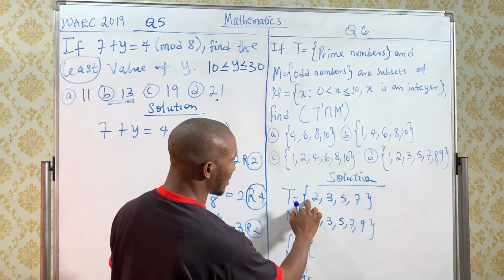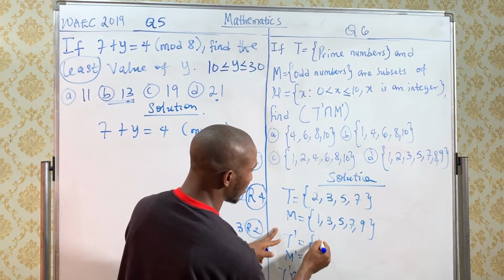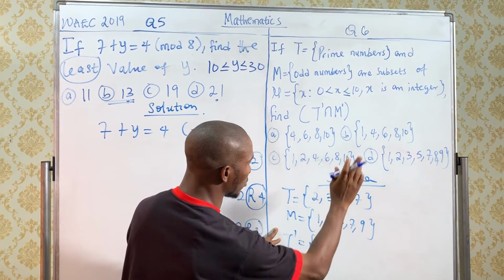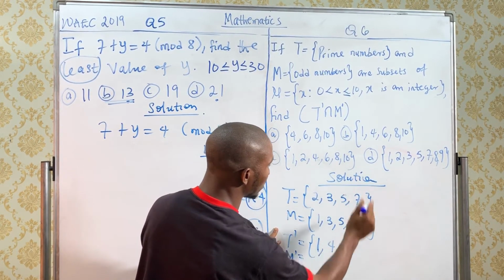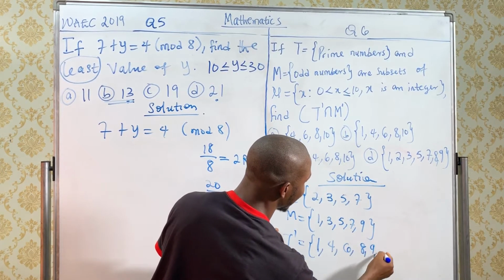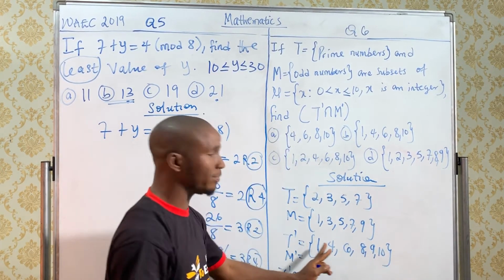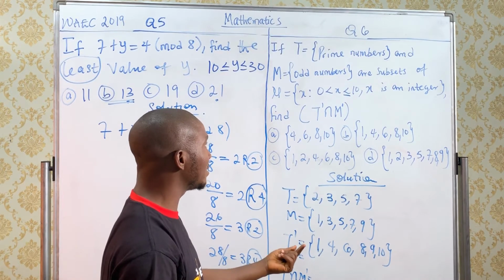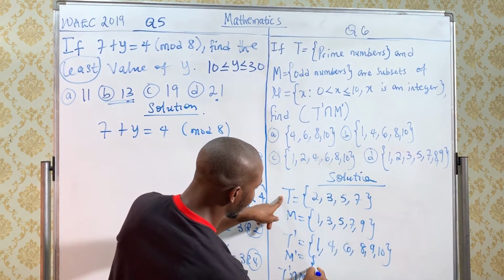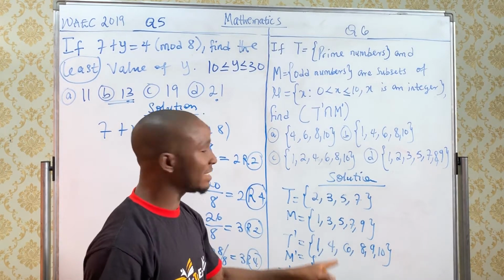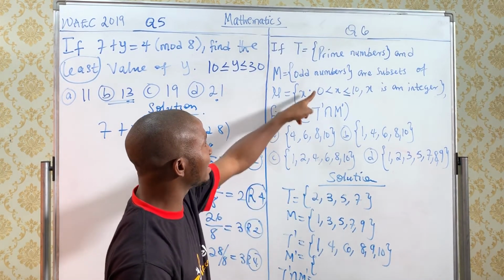It means that t does not have 1. t has 2, gone; 3, gone; then 4; 5, gone; 6; 7, gone; then 8, 9, and then 10. So this is t prime. That is the numbers that can be found in the universal set, but not in t. The same thing for m prime: the numbers that can be found in the universal set, but not in m.